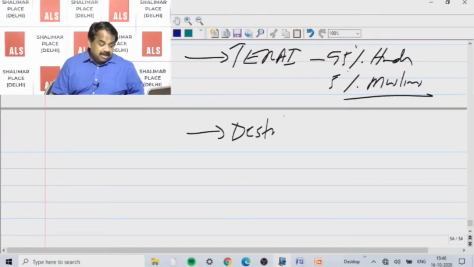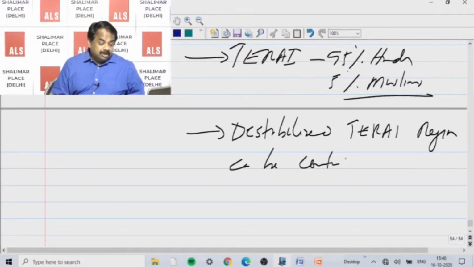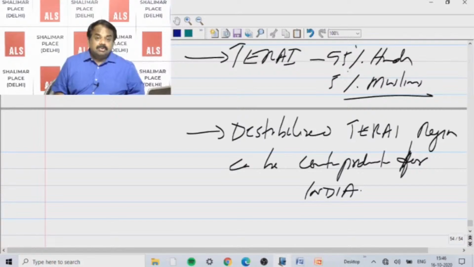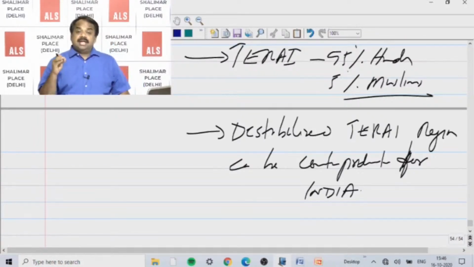a destabilized Terai region can be counterproductive for India. It's something like the Sri Lankan Tamil issue between India and Sri Lanka. It may result in something like that. It will be a problem.